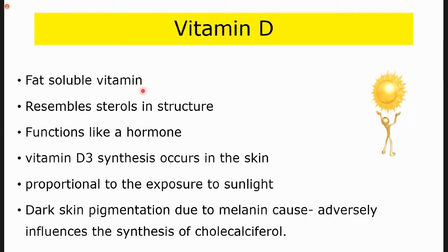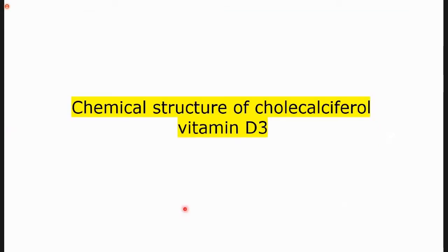What you need to remember is that vitamin D is one of the fat soluble vitamins, and its structure resembles sterol. It has a sterol structure, which is the same as that of cholesterol, steroid hormones, and so on. It acts like a hormone because of its structure, and it can bind with the vitamin D receptor, so it has its own receptor. Vitamin D3 synthesis occurs in the skin. It's proportional to the exposure to sunlight, and dark pigmentation decreases vitamin D synthesis. Now the chemical structure, cholecalciferol.